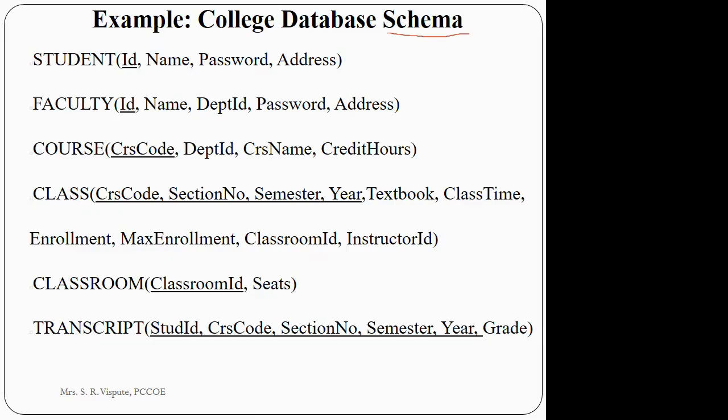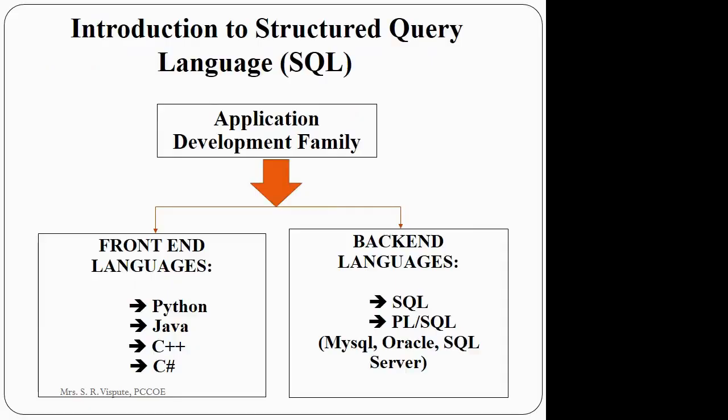Then Faculty is another relation with 5 attributes: ID, name, department ID, password, address. Then Course is another relation with 4 different attributes: course code, department ID, course name, and so on. So like this you can first define the schema for your application, and then you can convert this schema into tables by using SQL syntax. So how can you convert this schema into SQL syntax?